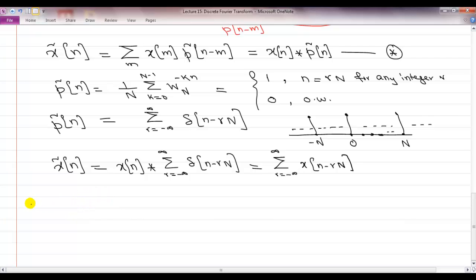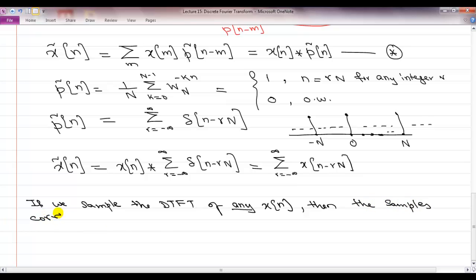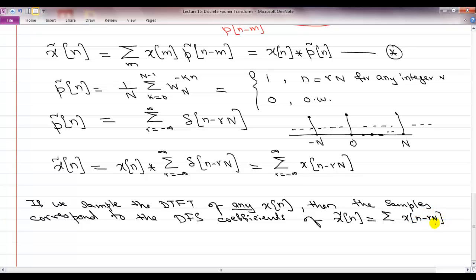So what do we learn from here? That if we sample the DTFT of any sequence x of n, then the samples correspond to the discrete Fourier series coefficients of a sequence x tilde of n, which is simply given by adding your x of n after every N samples. You just periodically repeat x of n. You keep on adding those copies after every N samples, regardless of whether x of n is of length N or not.